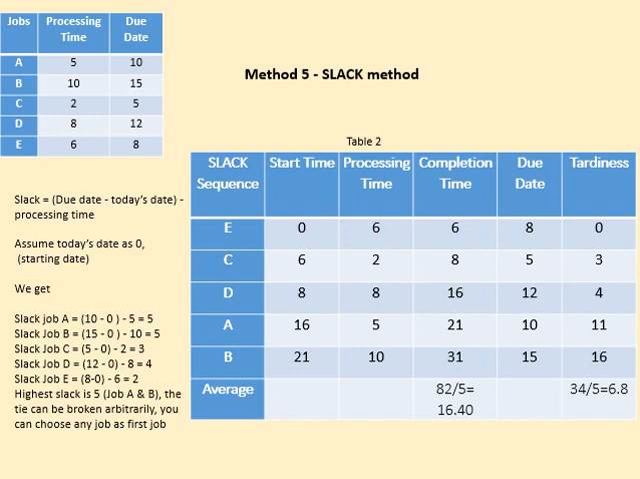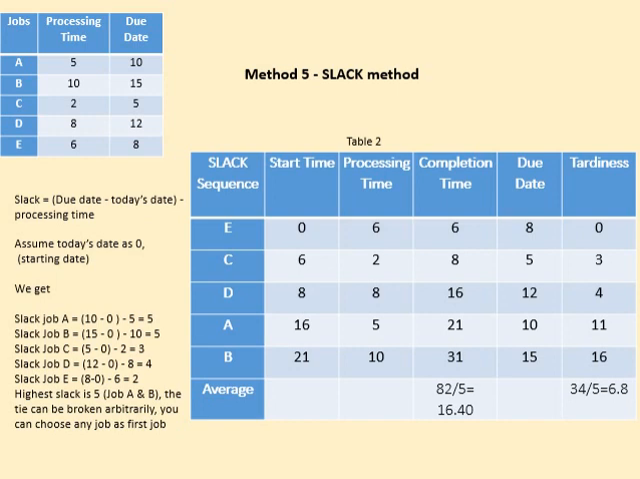Now, we need to again create the table 2. Job E starts on the 0th day, takes 6 days for processing and finishes on 6 days. Since the due date is on 8th day, the tardiness is 0. Next we assign job C, since it has the second lowest slack, and calculate the tardiness as 3 days. Similarly we assign job D.